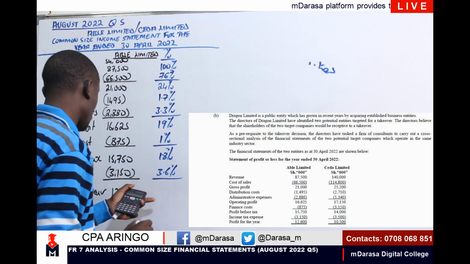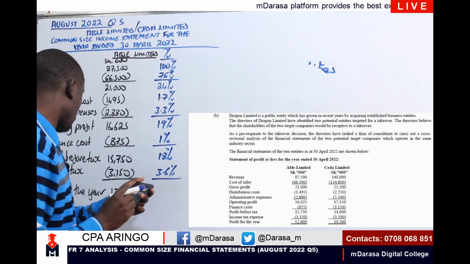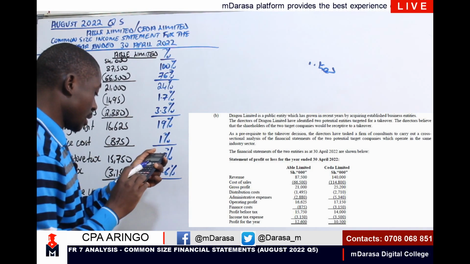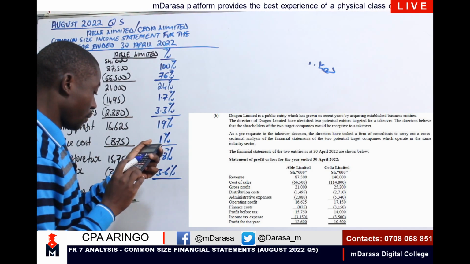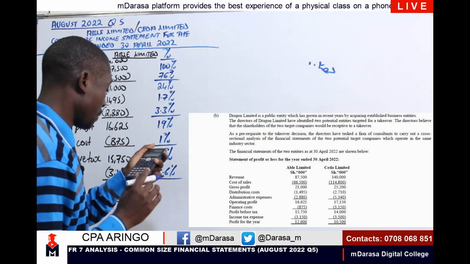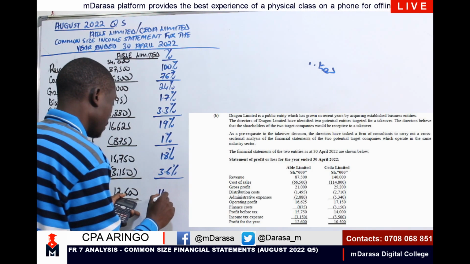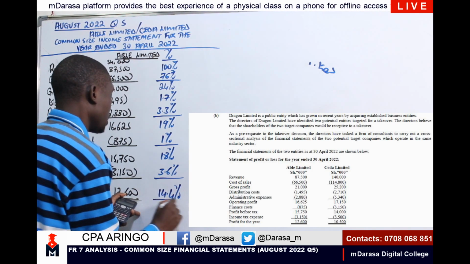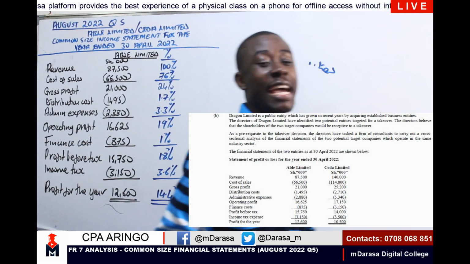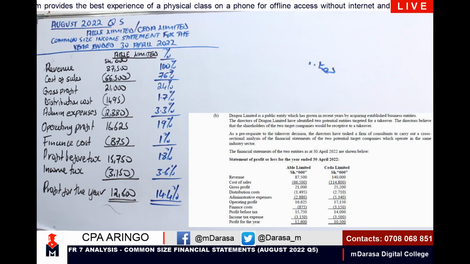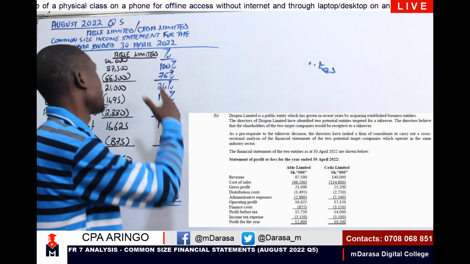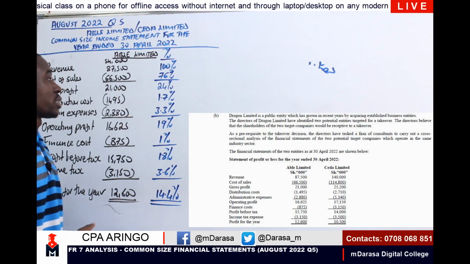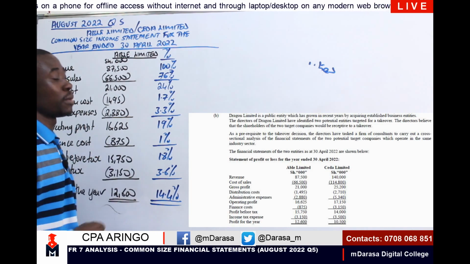And finally, talk about profit for the year. 12,600 we divide by 87,500. I'm getting a figure of, of course, 14.4%. So basically, this is our common size income statement. As simple as this, whereby we're just presenting our financials in form of percentages.